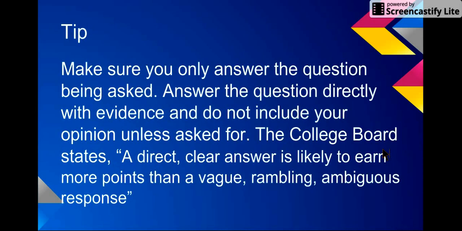A tip for answering questions. Make sure that you only answer what is being asked of you. Answer the question directly with evidence and do not include your own opinion unless specifically asked for it. The College Board states that a clear, direct answer is more likely to earn points than a vague, rambling, ambiguous response. Therefore, you want to make sure that your answers are as direct as possible and you do not want to ramble, but you want to get to the point.